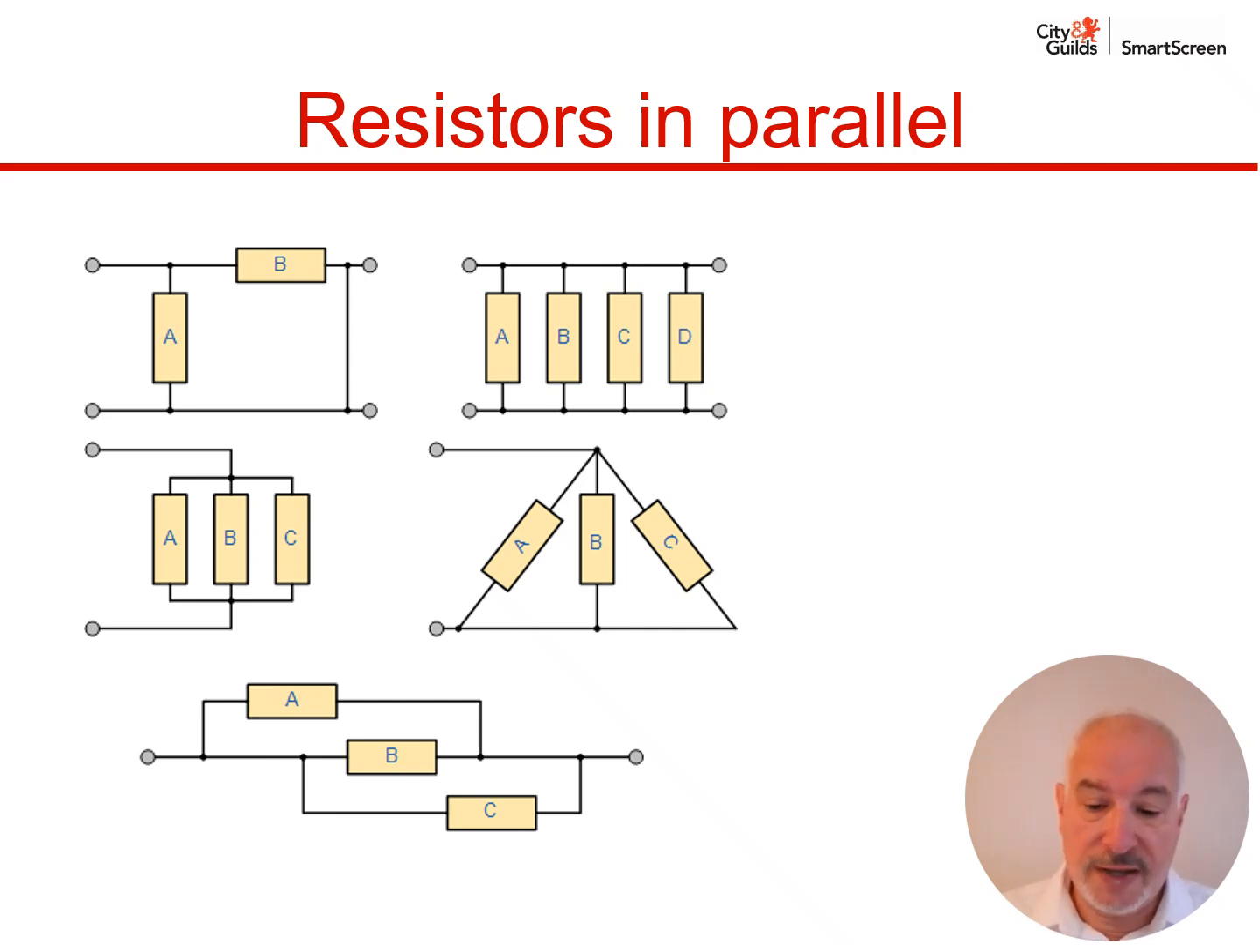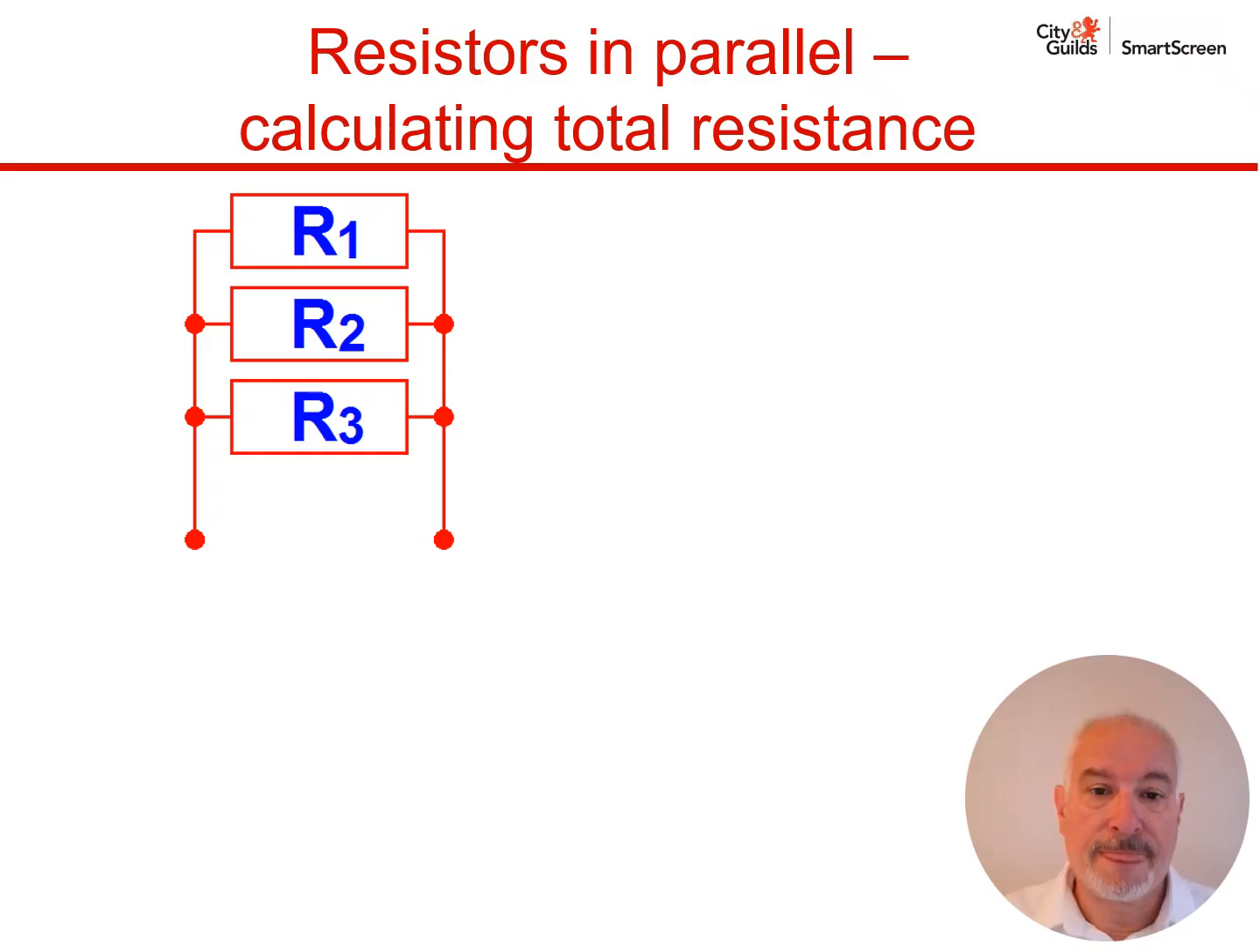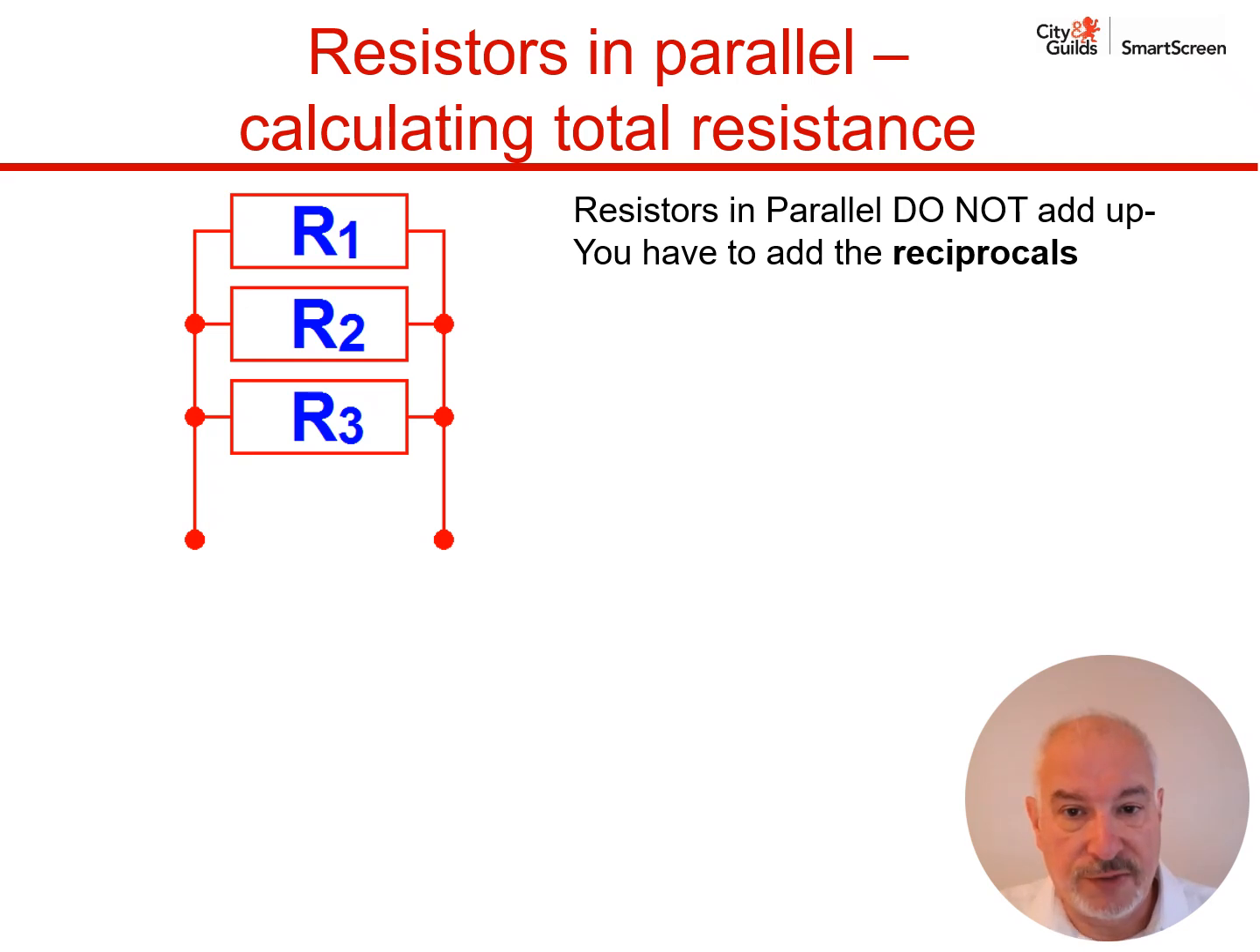So we're going to move on and look at how we calculate the resistance in a parallel circuit. So we've got three resistors there, and we want to know, how do we calculate resistors in a parallel circuit? Now, in a previous video, we've learnt that in a series circuit, the resistors just add up. You just add up all the individual resistors, and that gives you the total resistance. However, now we're talking about parallel circuits, the rules change.